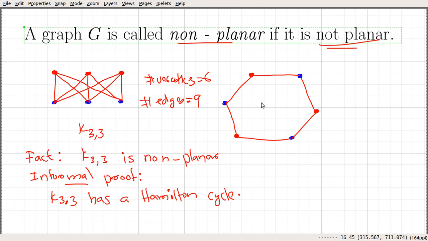Let's see what is going to happen. Here we can see that this particular cycle partitions the plane into 2 regions, R1 and R2. We are left with 3 more edges, so let's try adding those edges. In this case we can add this edge without violating any condition.